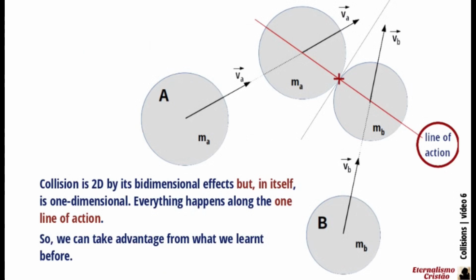Collisions are 2D by their bidimensional effects, but in themselves, they are one-dimensional. Everything happens along the one line of action. So, we can take advantage of what we learned before.